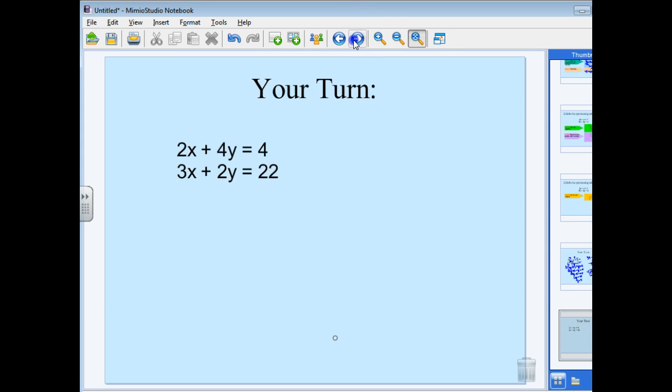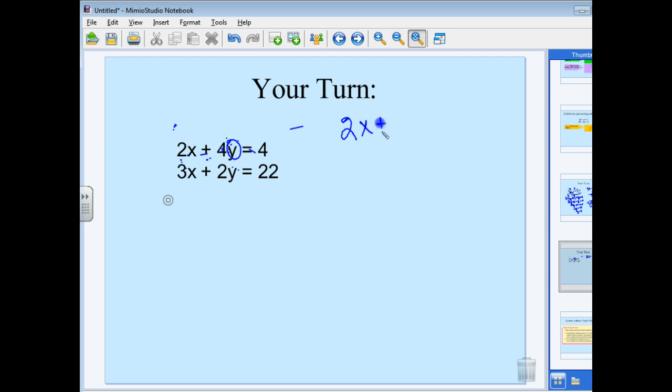Do one more. Try this one. Alright, so let's go ahead and work it out. Now this one is a little more complicated because nothing here has a 1 as the coefficient. So let's go ahead and use this one. Let's isolate y. Let's get y by itself over here.